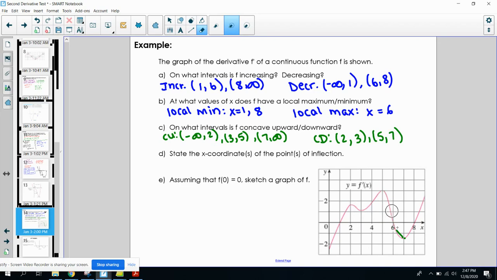And then it says to state the x-coordinates of the points of inflection. The points of inflection are where it changes from concave up to concave down. When we're looking at the first derivative graph, we're looking to see where the slope is changing. I can see that the slope is changing from positive to negative here, negative to positive here, here, and here. So really, on my first derivative graph, it looks like the local mins and maxes. So my points of inflection are going to be at x equals 2, at x equals 3, 5, and 7.